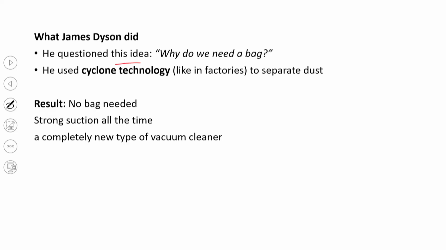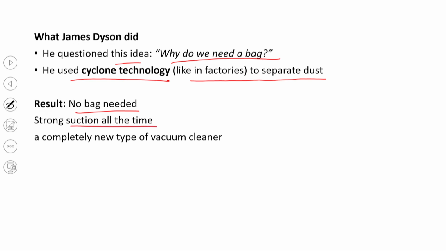this idea. He said, why do we need this bag? Can we do away with it? He used cyclone technology like the factories to separate dust. What was the result? No specific requirement of a large bag or something was needed, because then cyclone technology was used.